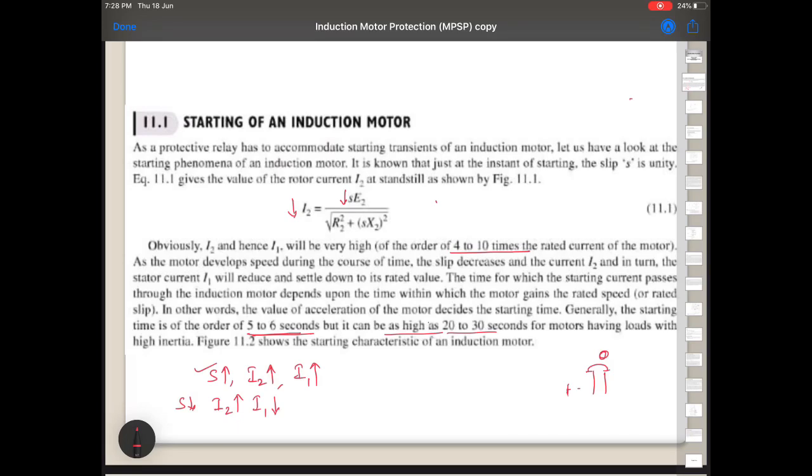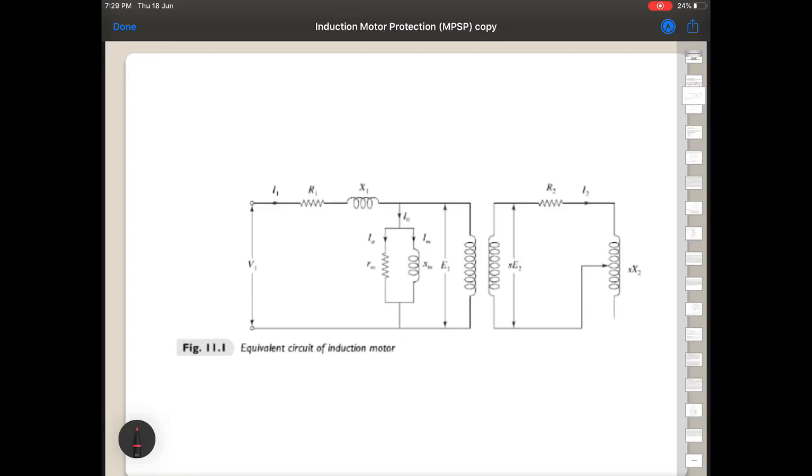So what are the effects of this on an induction motor, and how to protect against these, we will see now. This is an equivalent circuit of induction motor, which is also similar to the transformer. We know that the principle of operation and equivalent circuit is the same for induction motor as well as transformer. So nothing much to be explained regarding this circuit.